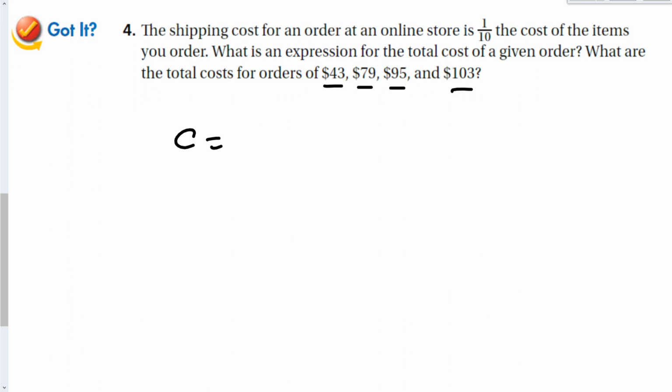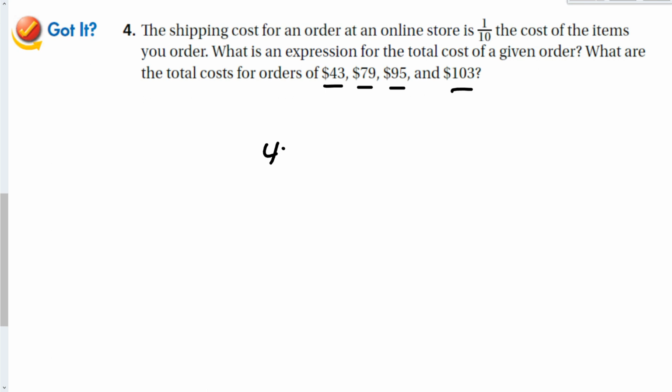Cost is going to be equal to my cost. What's the cost of items you order? What is the expression for the total cost? Total cost is going to be the cost minus 1/10 of the cost. The shipping cost for an order at an online store is 1/10 times the cost of the items. No, actually, that's not right. Oh, well, you have to add.